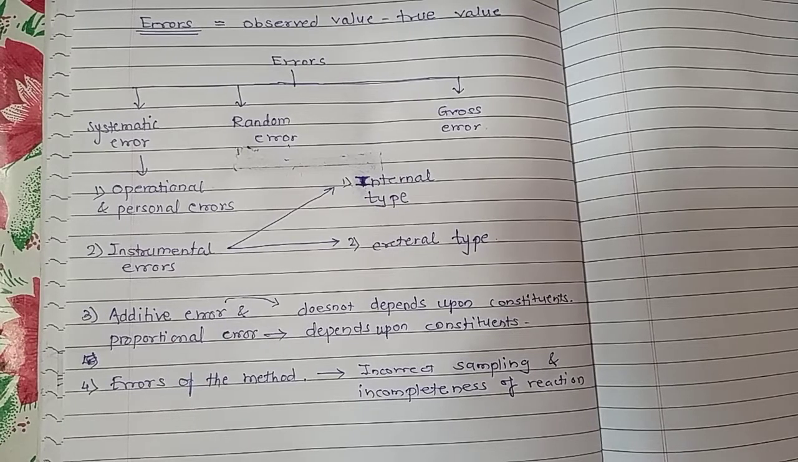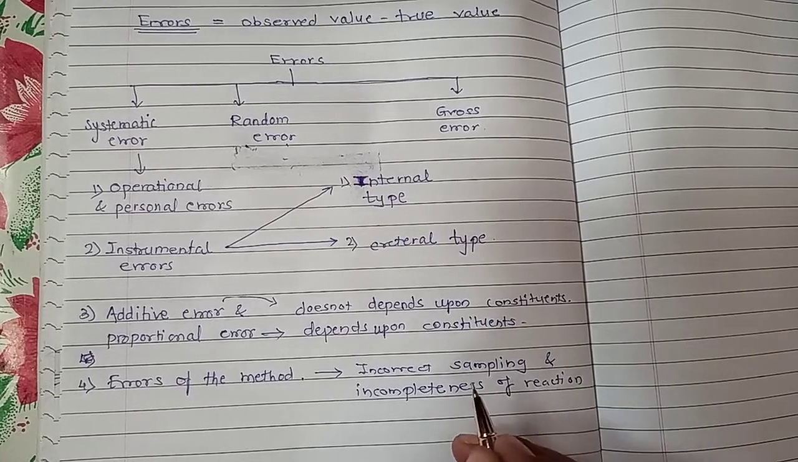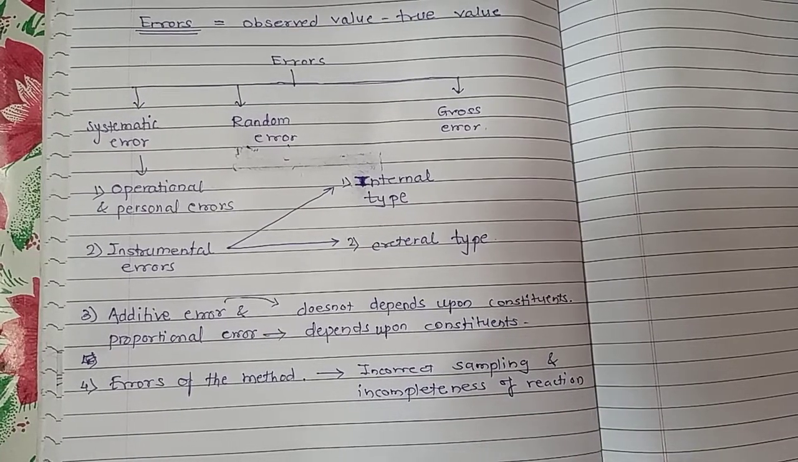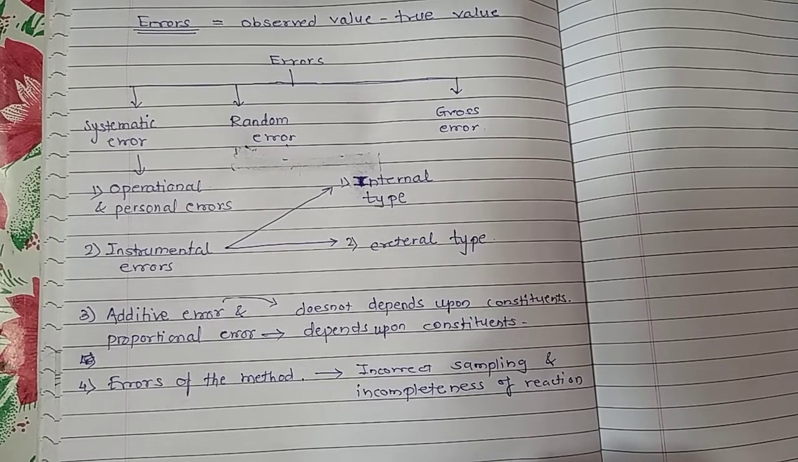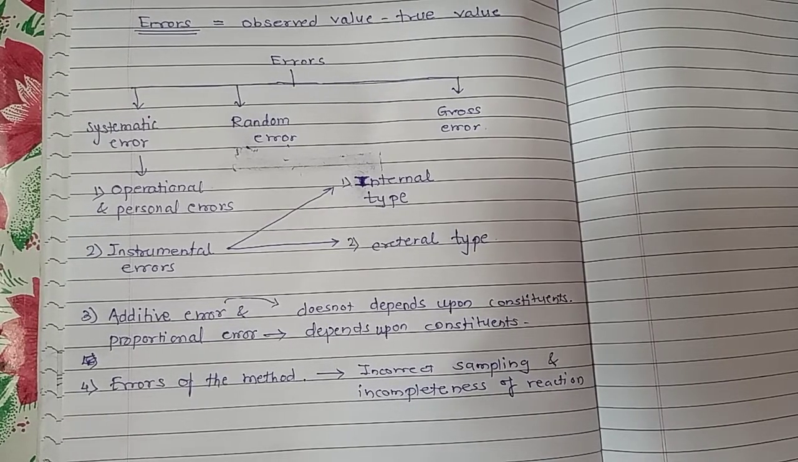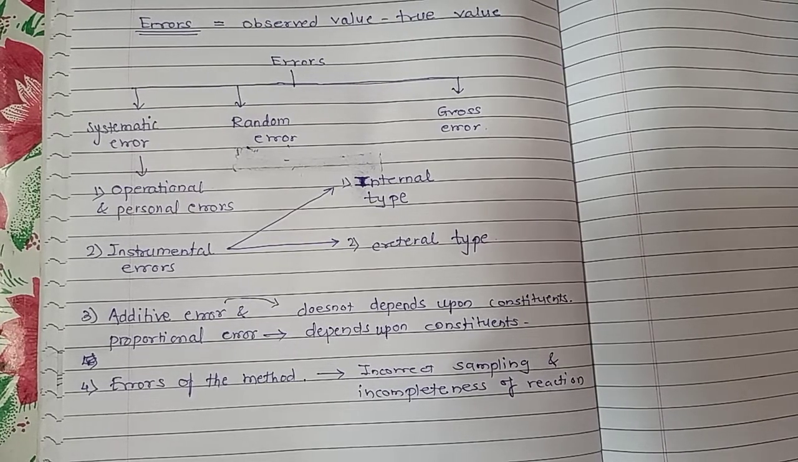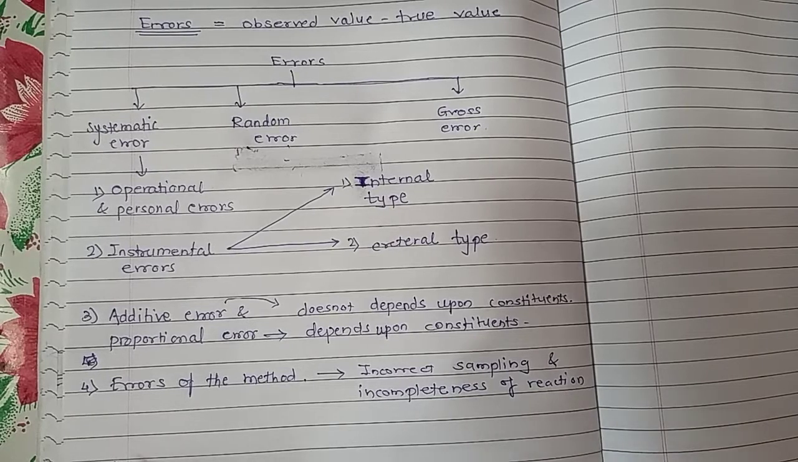And examples given for the errors of the method are co-precipitation and post-precipitation. You know the definitions of co-precipitation and post-precipitation: simply, another material or component gets precipitated along with the actual component which is of interest. These are co-precipitation and post-precipitation. These are the systematic errors.